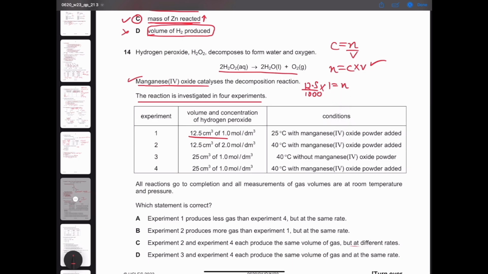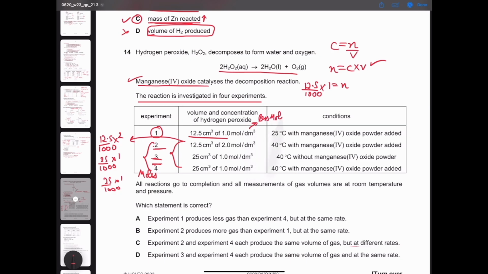And in all the other 3 experiments, 2, 3 and 4, I can tell you the numerical value. You can solve it out later. But the moles are the same for 2, 3 and 4. Why? Because it is 12.5 by 1000 into the concentration 2, then 25 by 1000 into the concentration 1, and 25 by 1000 into the concentration 1. I think you're getting it. The moles are the same for experiments 2, 3 and 4, and different for experiment 1. In experiment 1, the moles are clearly less.